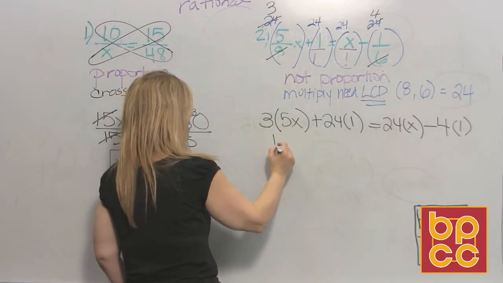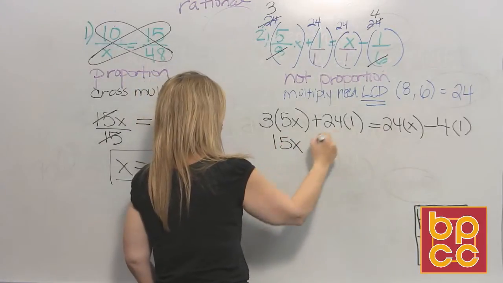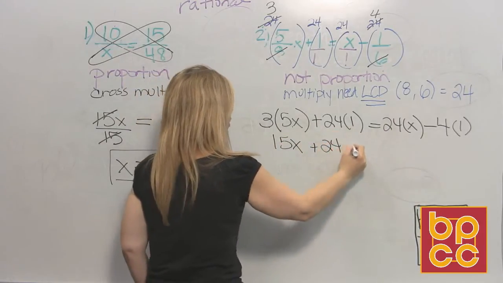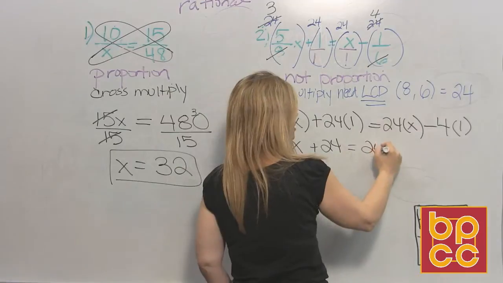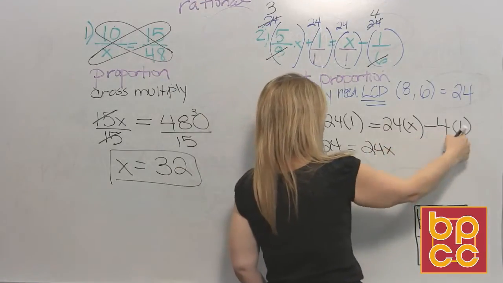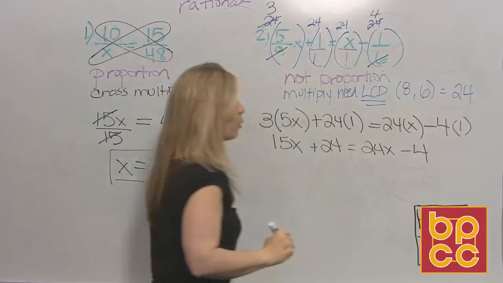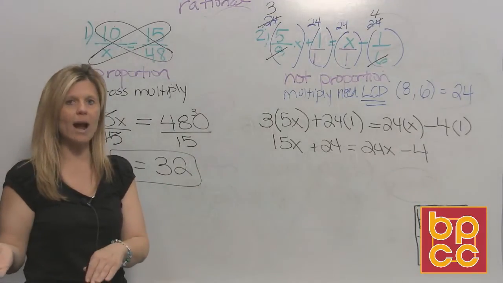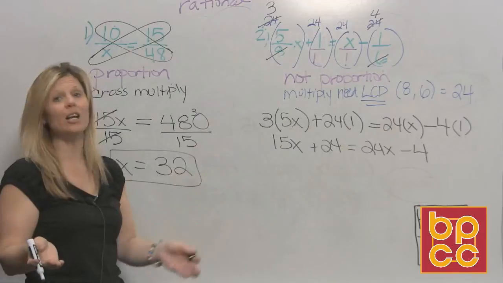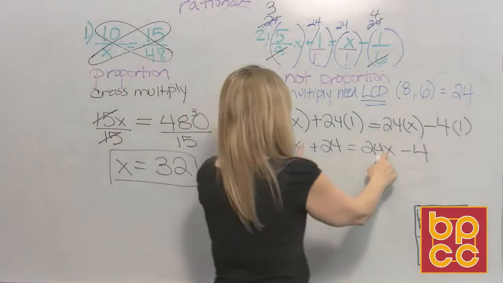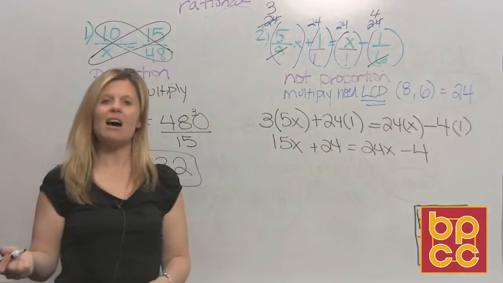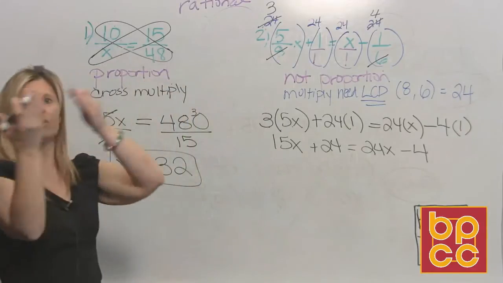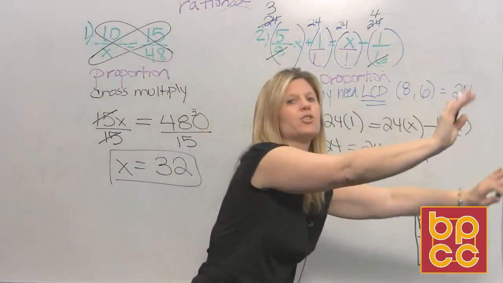3 times 5x is 15x. 24 times 1 is 24. 24 times x is 24x. Negative 4 times 1 is negative 4. Then you would say to yourself, is this linear or quadratic? Oh yeah, it's a linear equation. It has x's to the first power. So to solve a linear equation, we move the variables to the left, we move the numbers to the right.